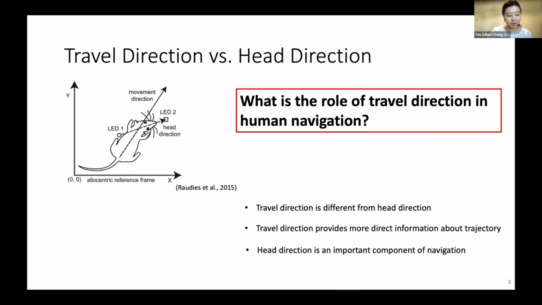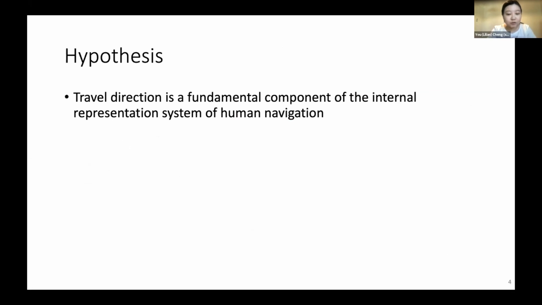Extensive studies have focused on head direction cells in the brain. Although head direction has been found to be a crucial part of human navigation, travel direction might be more important to determining the travel trajectory. However, it is unclear whether travel direction plays a primary role in navigation. As travel direction forms a travel trajectory together with speed and time, we hypothesize that travel direction is a fundamental component of the internal representation system of human navigation.